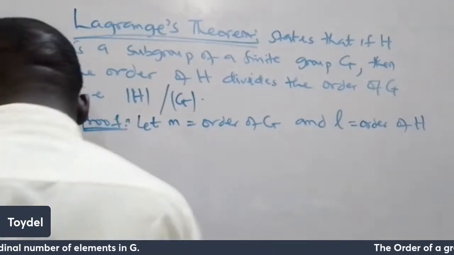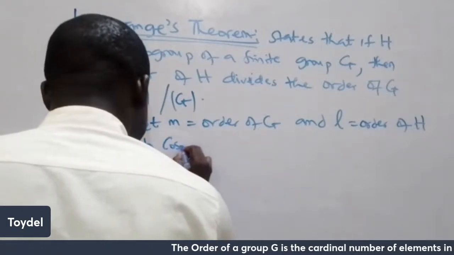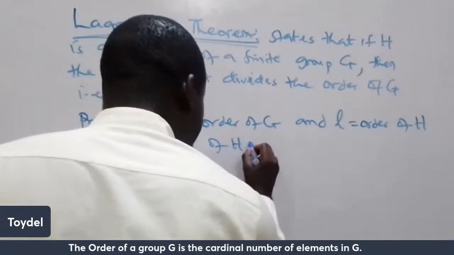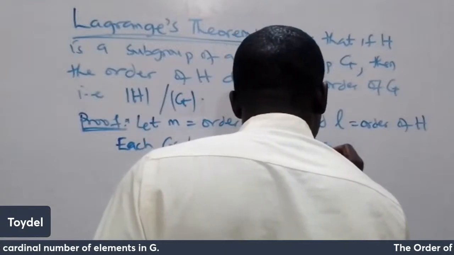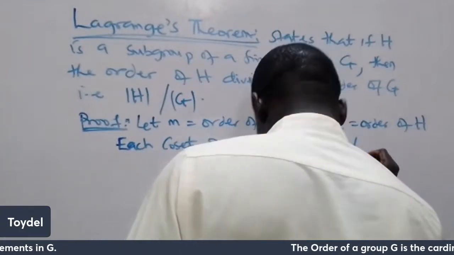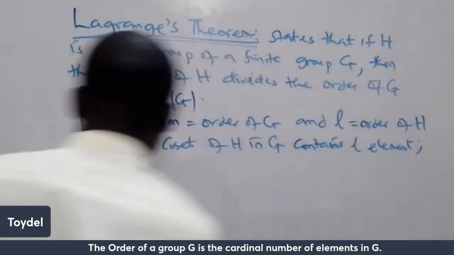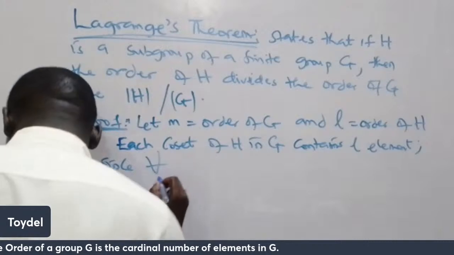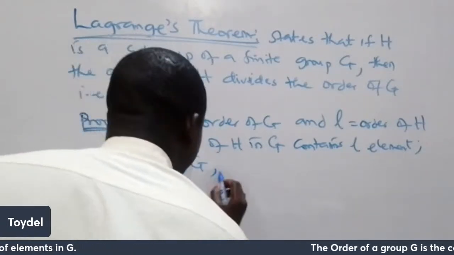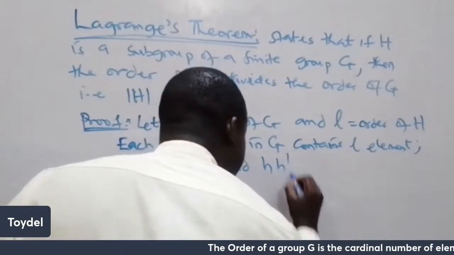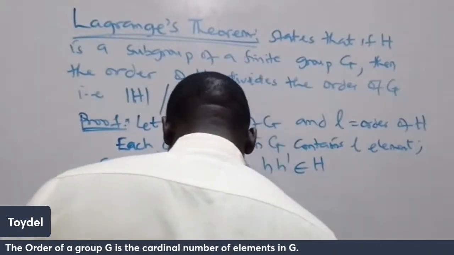Then what will happen? We now say that each coset, of course we know the meaning of coset now, each coset of H in G, where H is a subgroup of the group G, contains L elements. Since for all g that belongs to the group G, and h and h prime, these are elements of H, belonging to H, the subgroup.